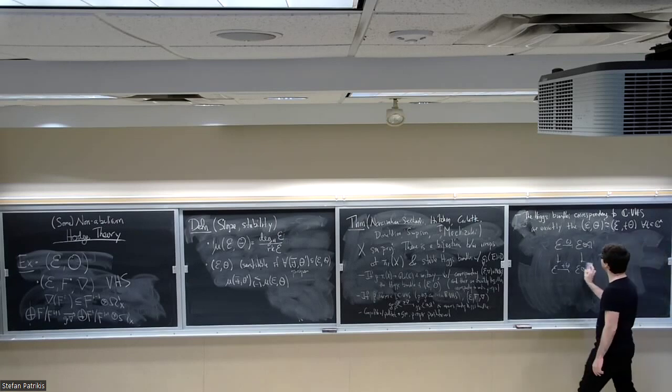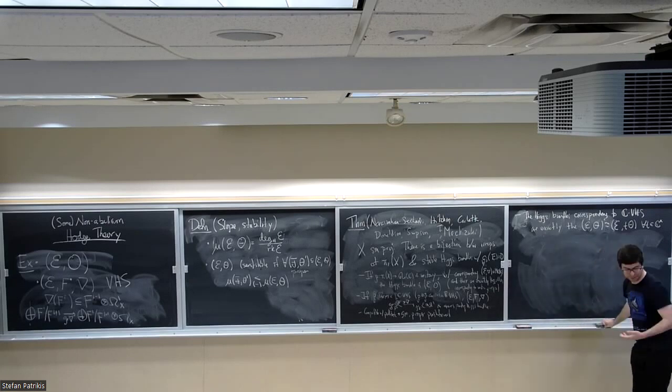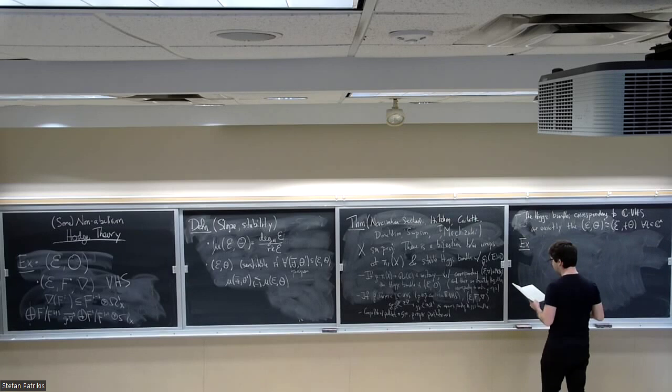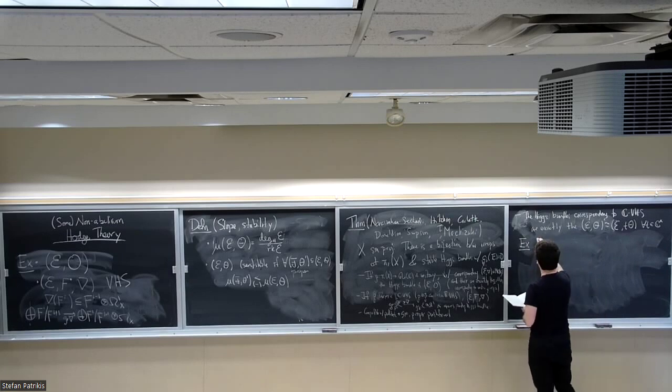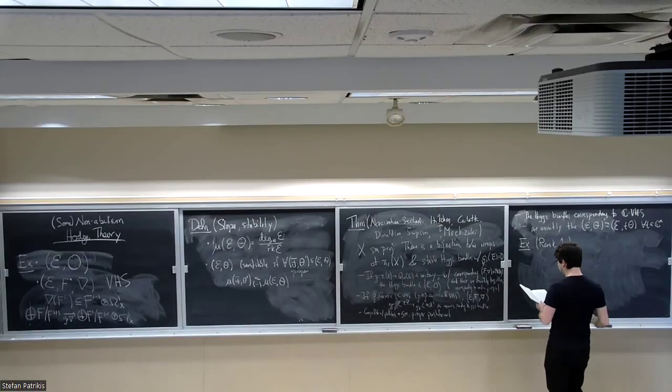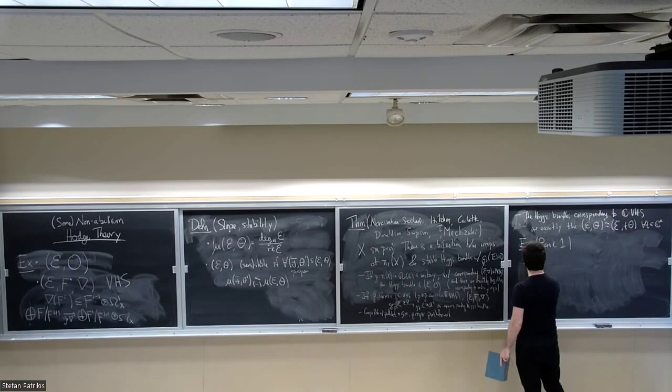So you should think this is some weird data. I don't expect you to immediately be used to it. So let's do an example. Let's do the example where we're looking at rank 1. So what happens in rank 1? Well, what are rank 1 representations?